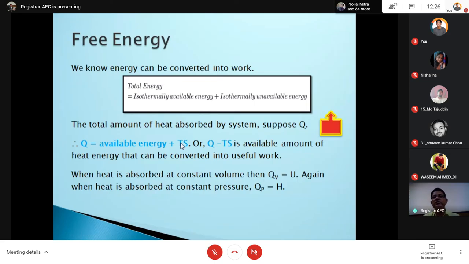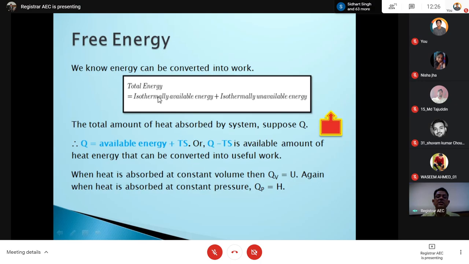Now we write that the total amount of heat absorbed by the system, Q, is equal to the available energy plus TS. What is TS? You know that dQ by T is equal to dS, so dQ is equal to TdS, and we write it as TS. That is the unavailable energy to increase the entropy. Because, I am telling again, Q by T is equal to S, so Q is equal to TS. This TS is the unavailable energy for changing the entropy.